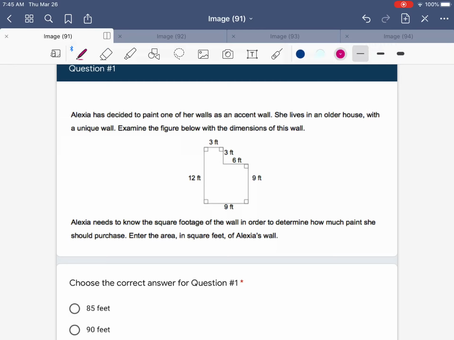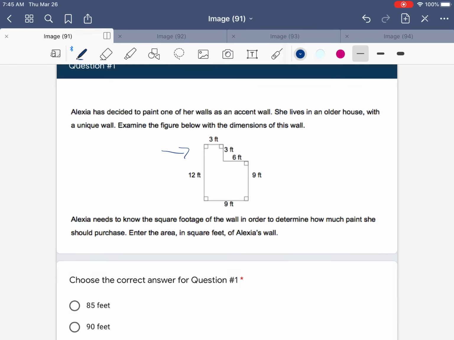So number 1 says, Alexia has decided to paint one of her walls as an accent wall. She lives in an older house with a unique wall. Examine the figure below with the dimensions of this wall. So this is the figure. Alexia needs to know the square footage of the wall in order to determine how much paint she should purchase. Enter the area in square feet of Alexia's wall.